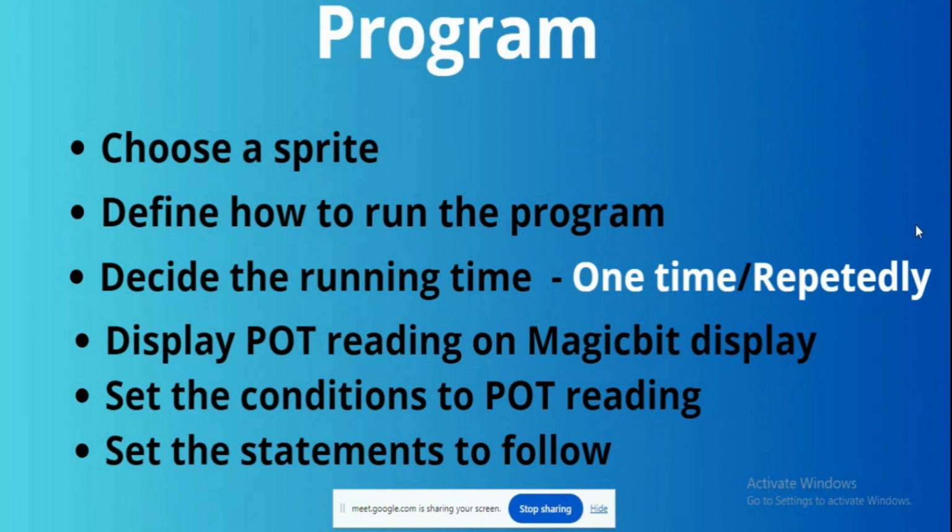And then you have to make the reading of the port, which means the potentiometer, appear on the Magicbit display. And then you have to set the conditions to get the reading from the potentiometer, and according to those readings, how the brightness of the LED should vary. And then you have to set the statements to high. Right? So that is the process for the program. Now let's go to the magic code and do this.